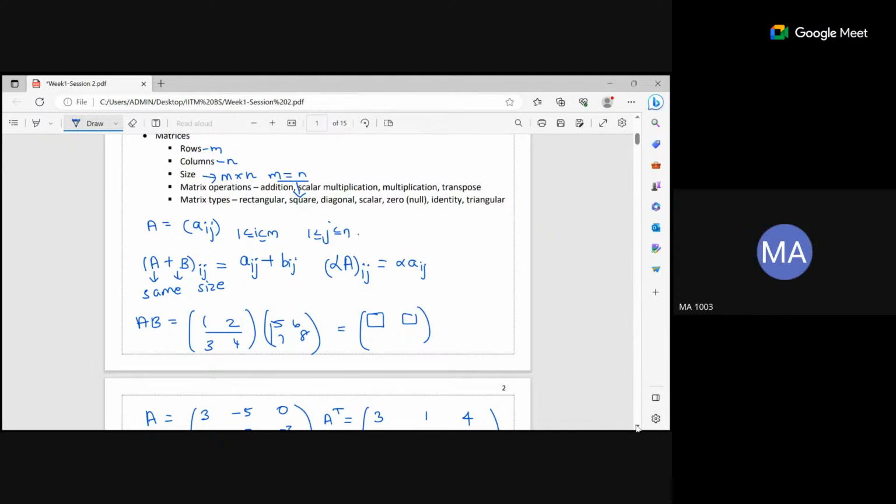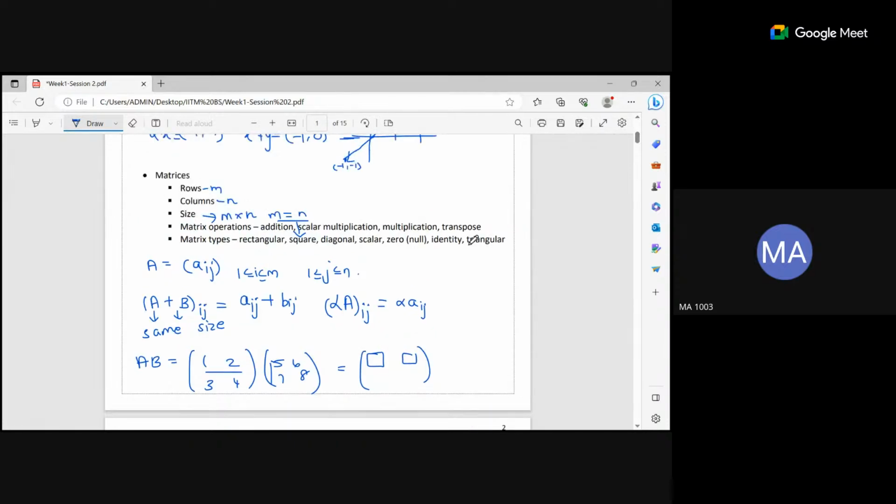And what are triangular matrices? The elements above or below the diagonal are 0. Let us say you are having a 3 by 3 matrix like this, with entries a31, a32, a33.